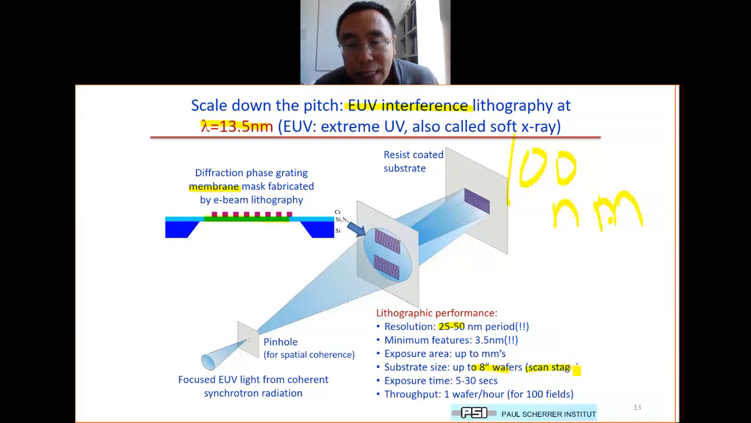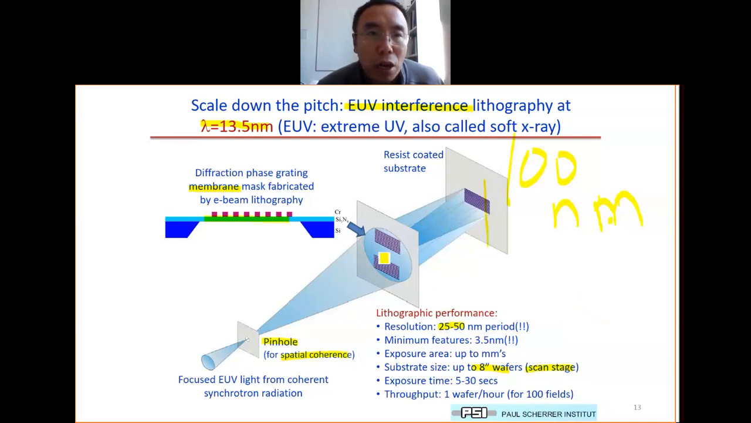If you do the scanning, you move the stage along the y direction, also move it along the x direction. So in the end, the big wafer can be exposed. This work is done by this group, Paul Scherrer Institute in Switzerland. They have the synchrotron radiation to generate 13.5 nanometer wavelength. And again, you can see here we have a pinhole, the same thing as we have seen before. This pinhole makes sure only the central beam passes through to guarantee spatial coherence.